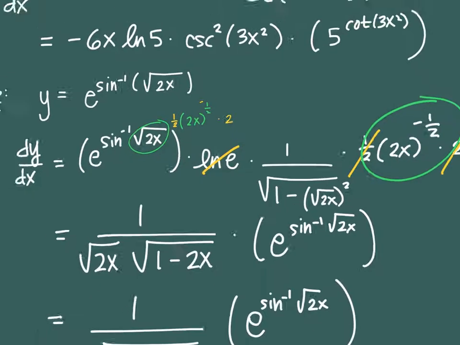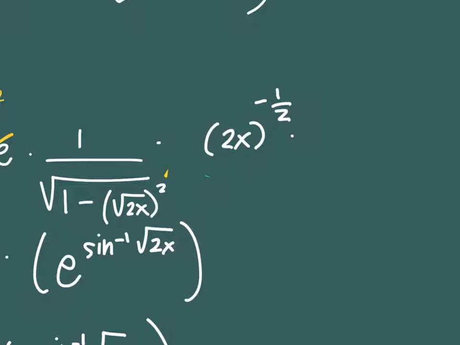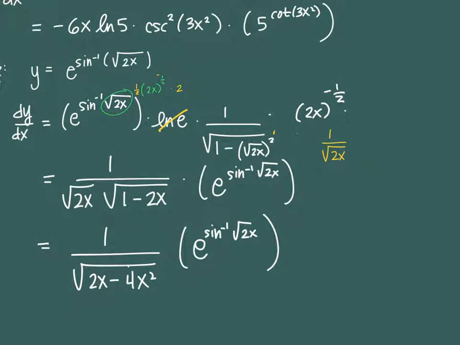So that's what I ended up with back here at the end. Ultimately, the 1/2 that I brought down in the front and the 2 that was part of the chain rule simplify, and so those are gone now because they cancel each other out. So all I'm left with is this. And so 2x to the negative 1/2 is the same as 1 over the square root of 2x, which showed up right here. All right. Anybody else need a clarification on that? Yeah.